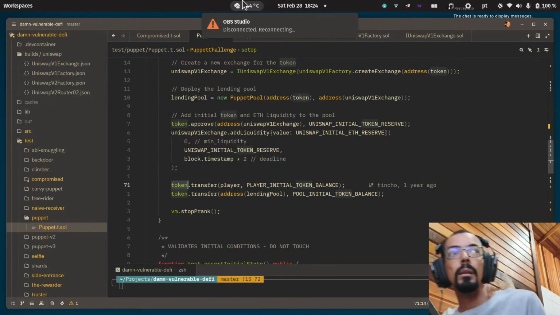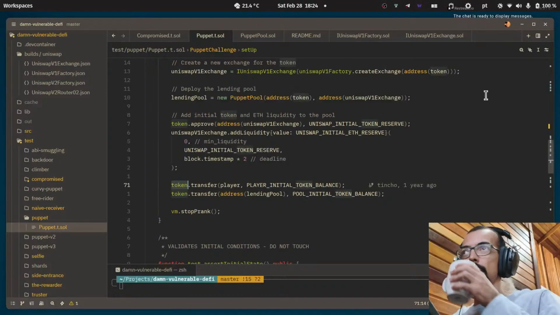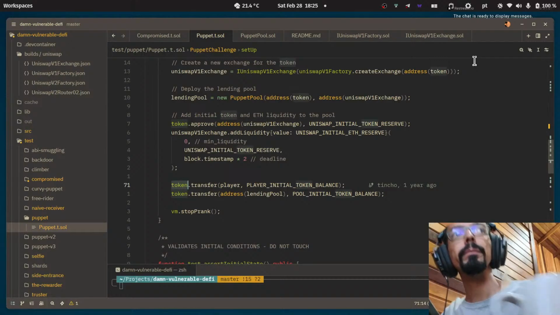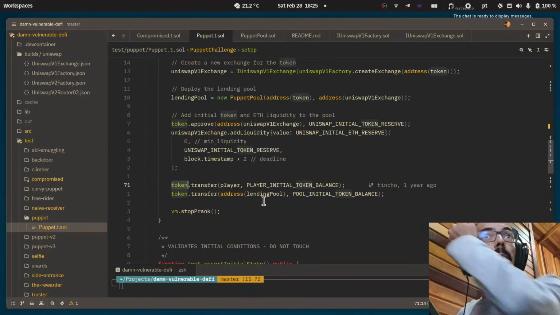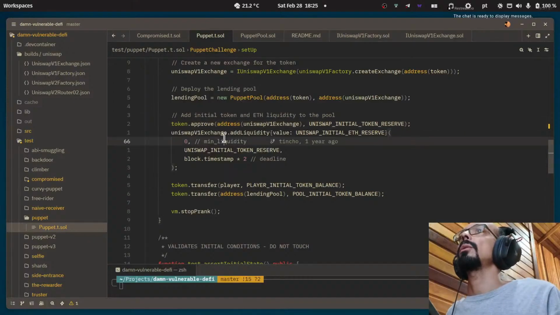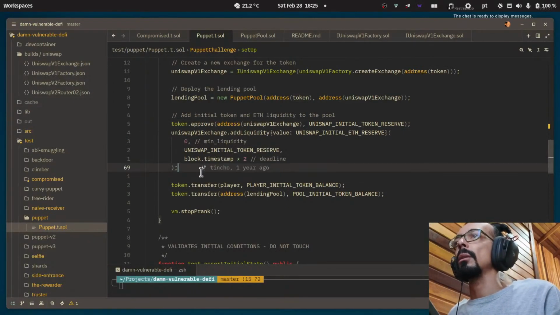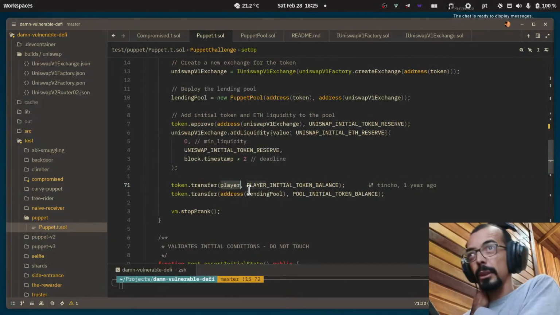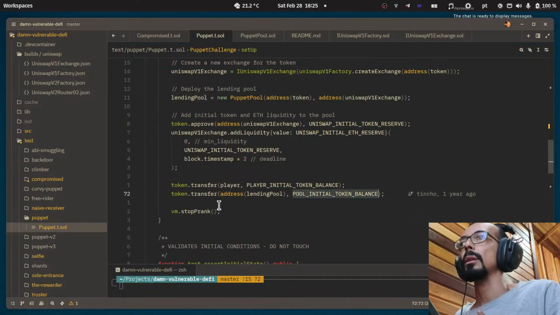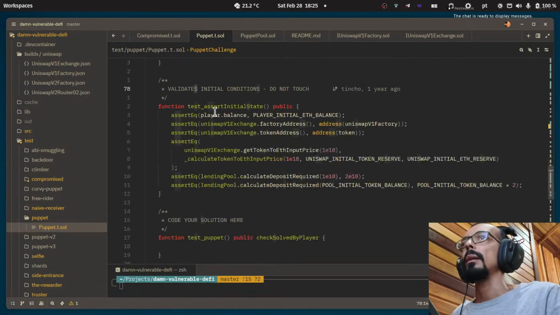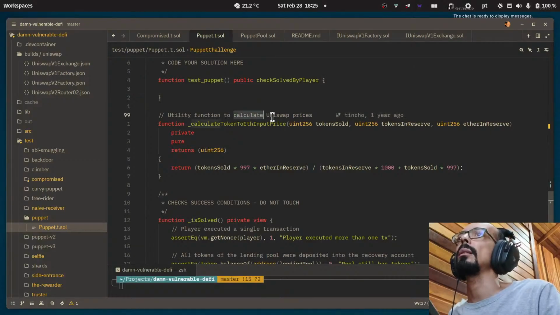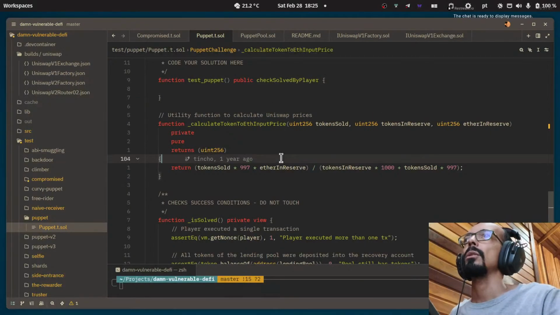Okay, I'm connecting the cable and I think it's stable. Right, so let's continue that. So here we do the approve, they added the liquidity, and we called transfer, token transfer to player with the initial amount, and also to the lending pool with the initial amount. Here it has some validations, and here we have our way to crack stuff, and here the function to calculate Uniswap prices. So that's gonna be very fun.